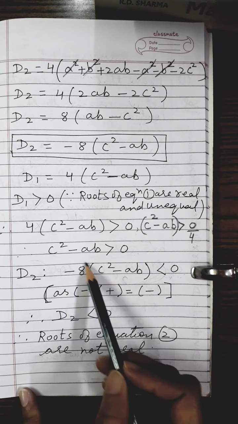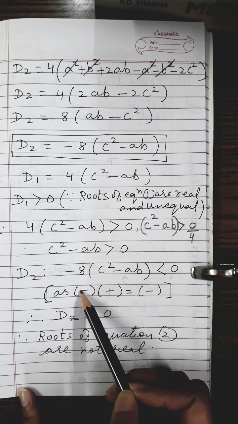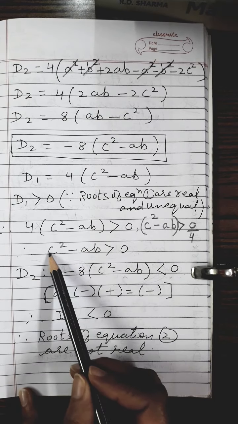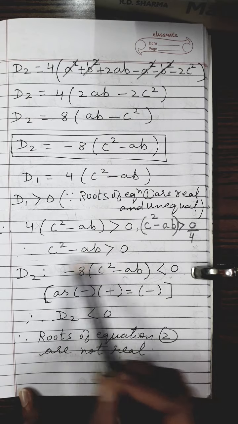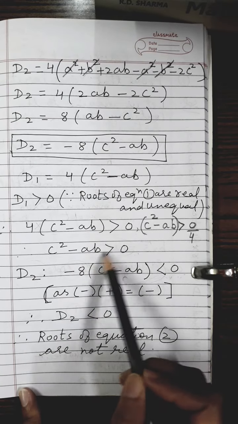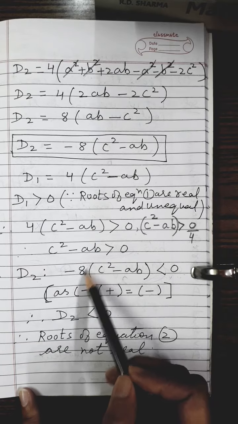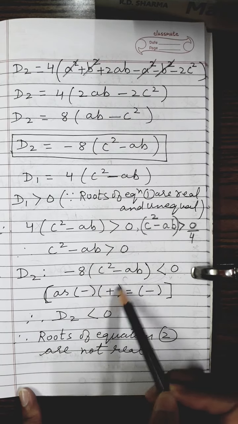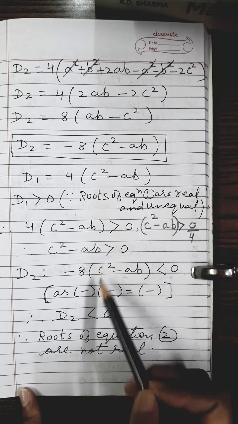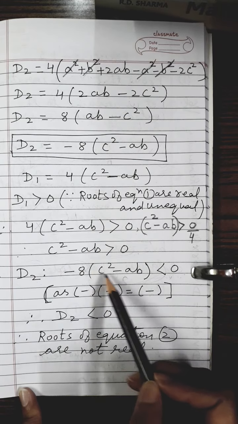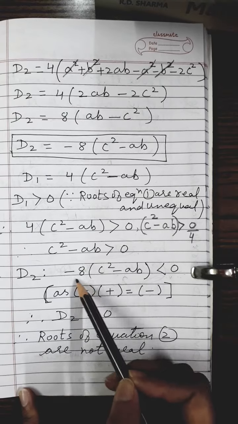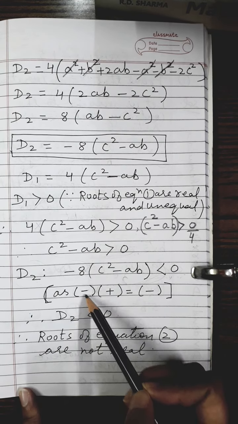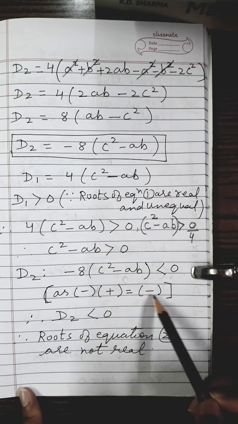Because it is a product of minus 8, which is a negative number, so I write negative, and c square minus ab, look here, c square minus ab I have obtained as a positive number, because c square minus ab is greater than 0. So what is this expression? A negative number, which is minus 8, and a positive number, c square minus ab. So minus 8 is a negative number, c square minus ab is a positive number. So negative number into positive number will give you a negative number.